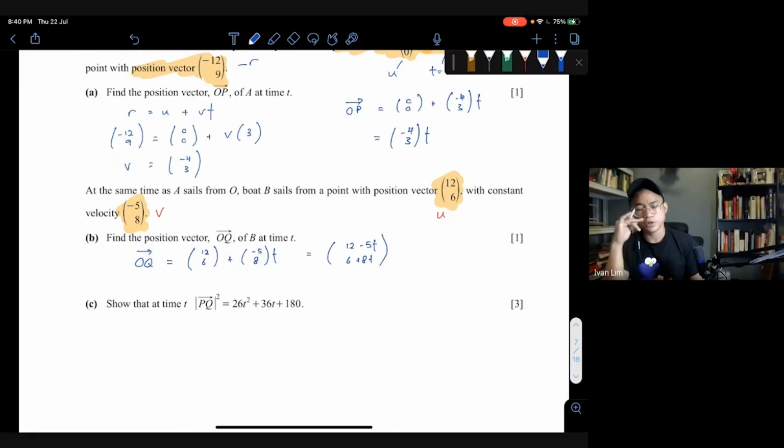So you see, actually in all this relative velocity, the main thing is u plus vt. And they will just test you a bit on speed, velocity, distance, and displacement.